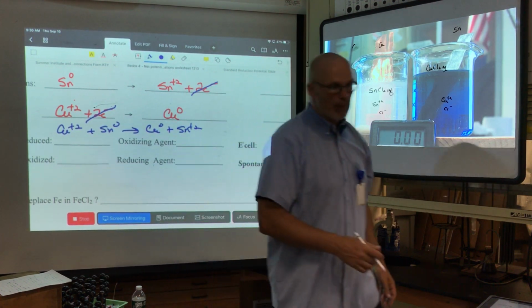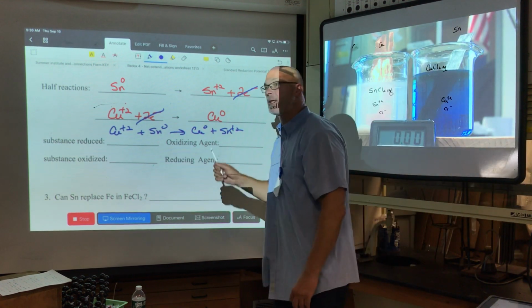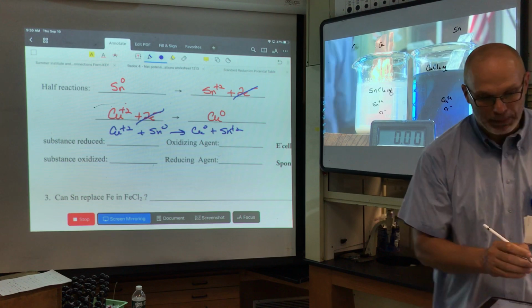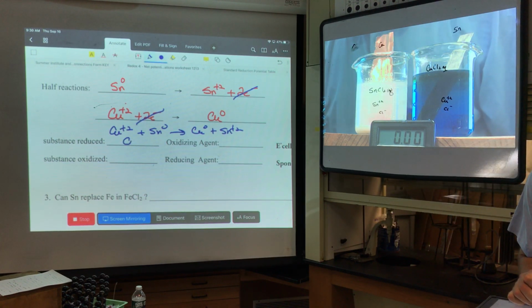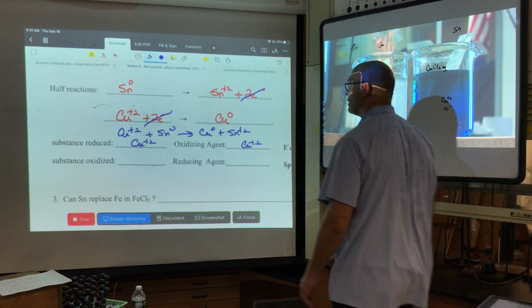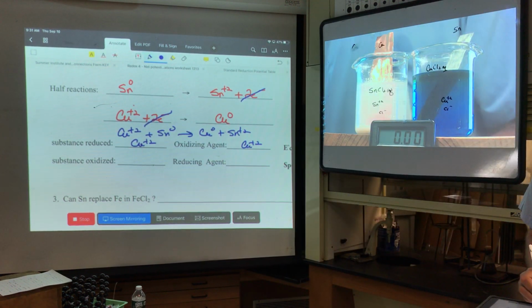Okay? All right. So who got reduced? Who is gaining electrons specifically? Copper positive 2. Copper would be wrong. Copper plus 2. And of course, it's the oxidizing agent for reasons we've explained. Who specifically got oxidized? Tin. And of course, it's also the what?